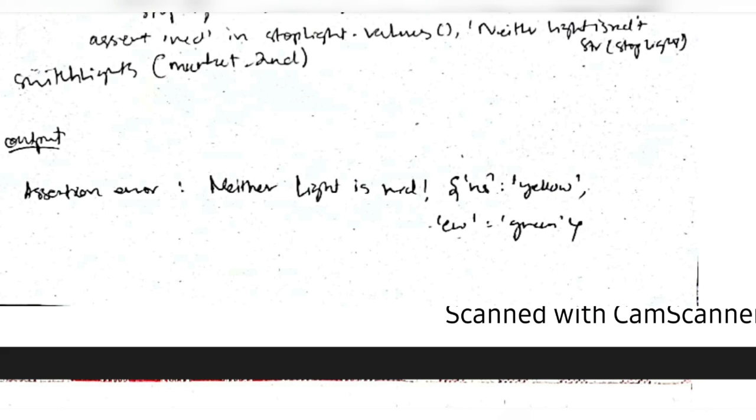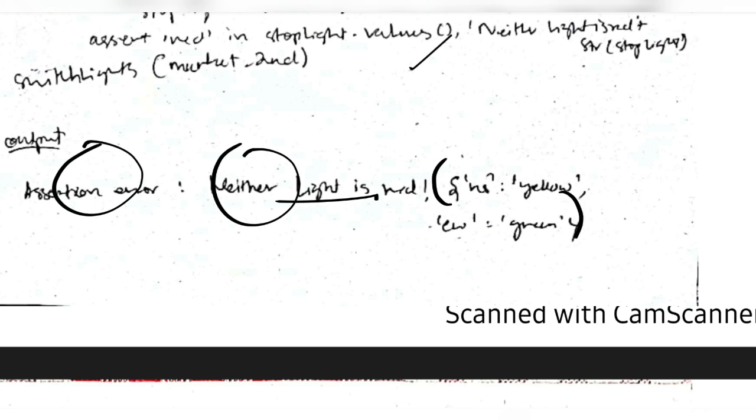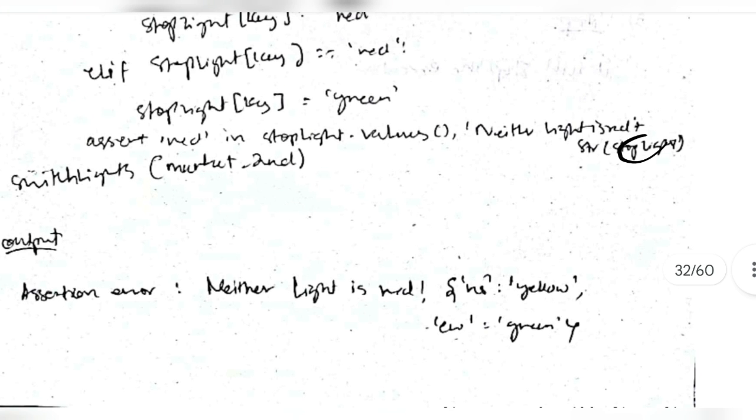And if that assertion fails, the output will be as follows: assertion error, neither light is red, and the list value will be printed as a string. Means the stoplight that we have passed will be printed here. Means yellow and green are the only ones there, red is not there.